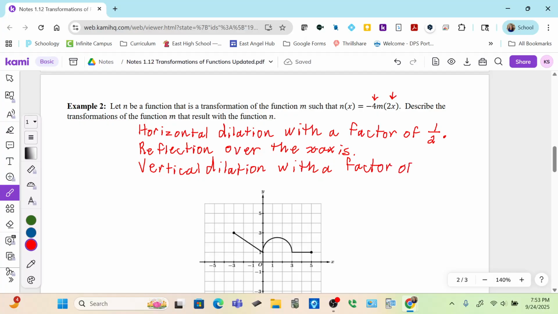Now you may recall using the words stretch and shrink. By using the word dilation, we don't have to necessarily worry about whether it's stretching or shrinking. If I say horizontal dilation with a factor of 1/2, that means it's going to become narrower because its distance is shrinking with that 1/2. If it's a vertical dilation with a factor of 4, it's actually going to get taller or longer vertically, because we're multiplying those outputs by 4.